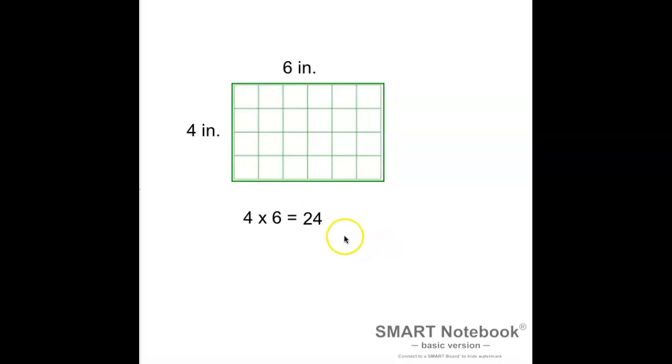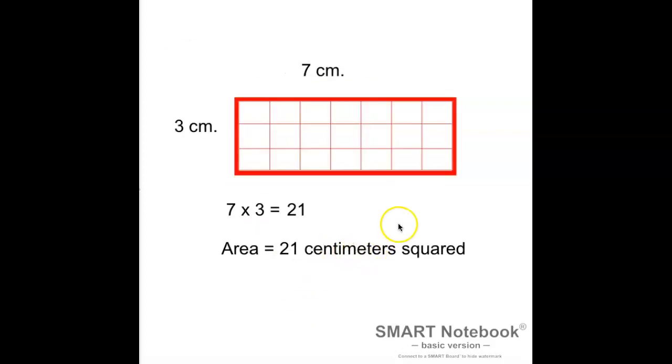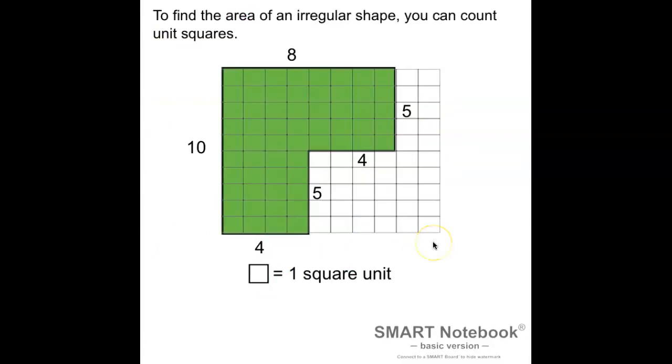And the unit here is inches, but it's not just inches because we're not just talking about the length or just talking about the width. We're talking about the area, the space inside. So we're talking about how many square units. So the area is 24 square inches, or you can say 24 inches squared. That is our area. So now we're going to look at how we can find the area of irregular shapes.